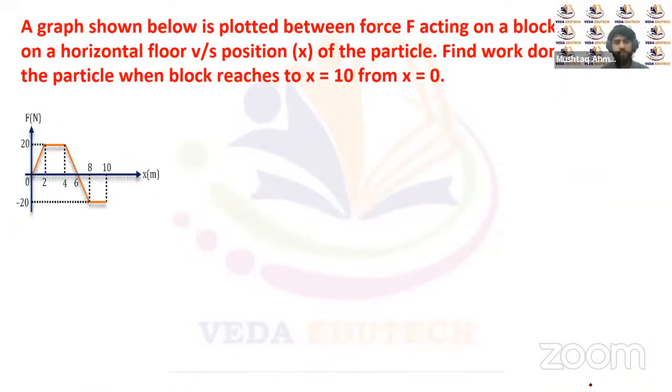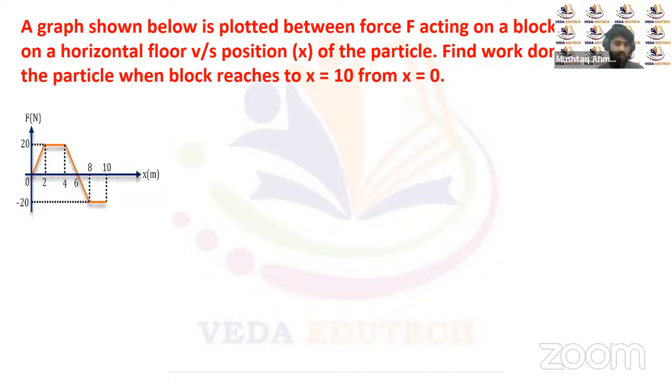Now let's try to discuss the work done by a force where we have been given a force versus displacement graph. So the question says that a graph shown below is plotted between force F acting on a block kept on a horizontal floor versus position of the particle. Find the work done on the particle when the block reaches x equal to 10 meters.